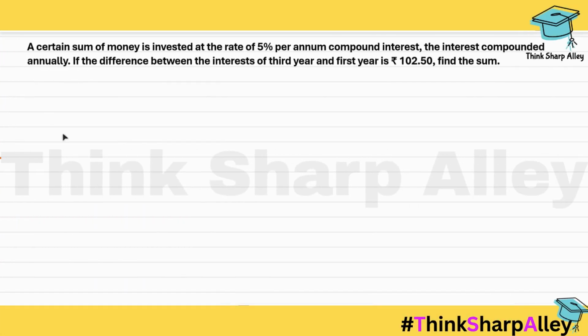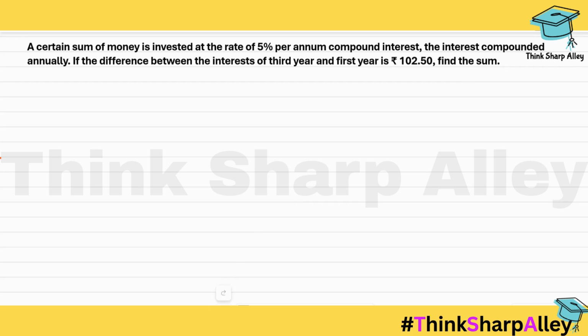A certain sum of money is invested at a rate of 5% per annum compound interest, the interest compounded annually. So since the interest is compounded annually, which means principal will change every year. And the difference between the interest of third year and first year is given. That means CI of third year minus CI of first year is rupees 102.50 paise. Find the sum, which means we have to find the principal.